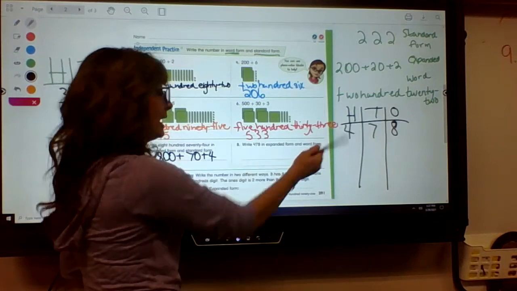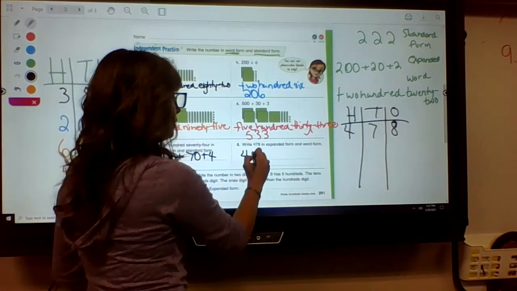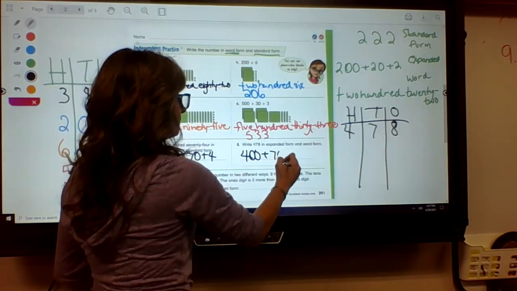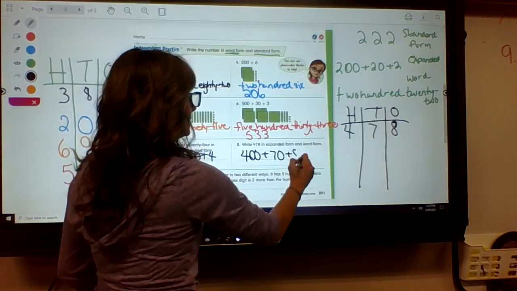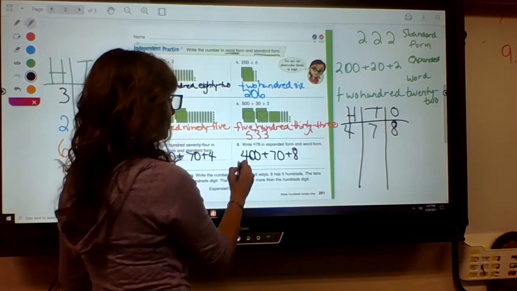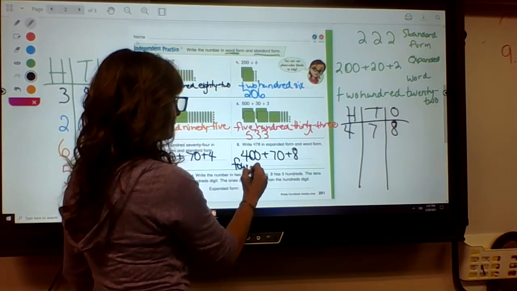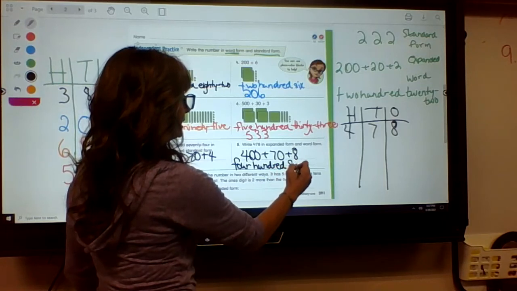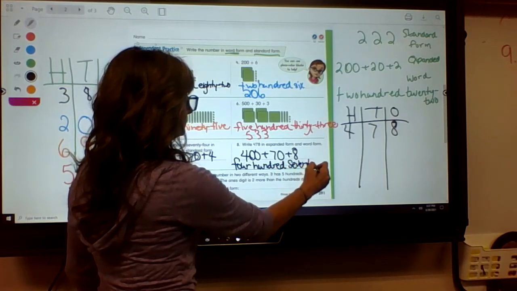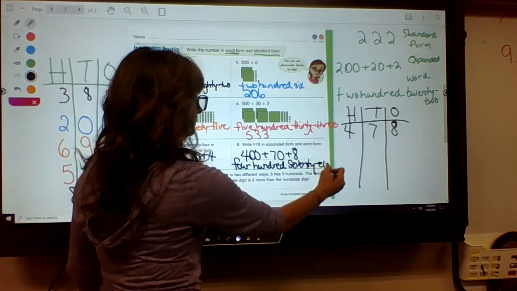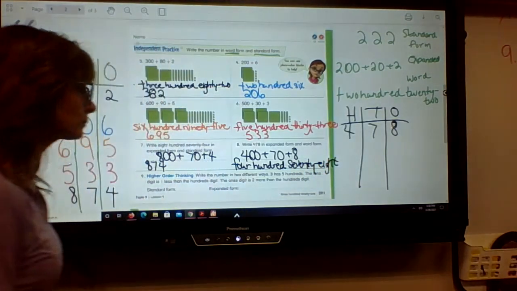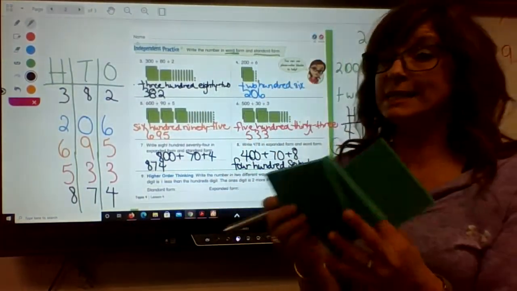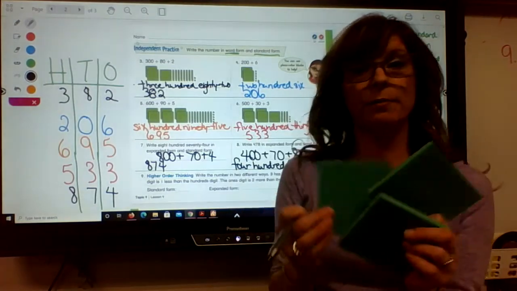How many hundreds do I have in 400? 400. How many tens? 70. And how many ones? 8. Okay, now write it in word form. 478. Okay. So, do a couple of these, get these out, put these on the table, and see if you can do these faster than a parent or a sibling.